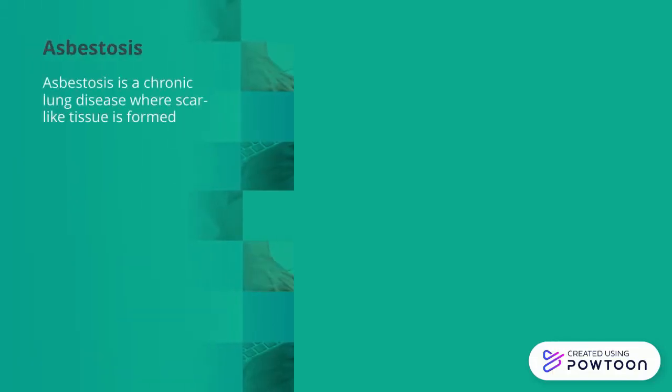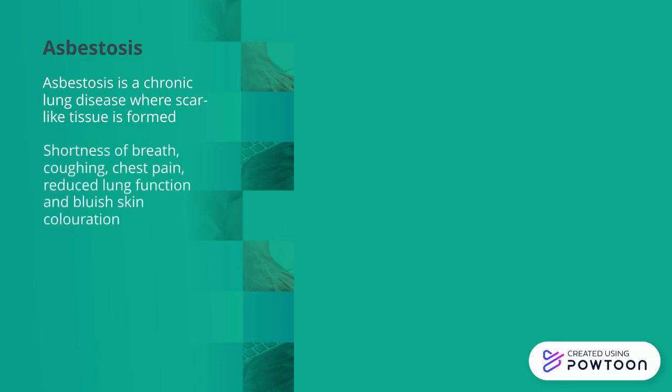Asbestosis is a chronic lung disease where scar-like tissue is formed. The scar tissue makes breathing more difficult. Those with fully developed asbestosis will likely suffer shortness of breath, coughing, chest pain, reduced lung function, and bluish skin coloration.